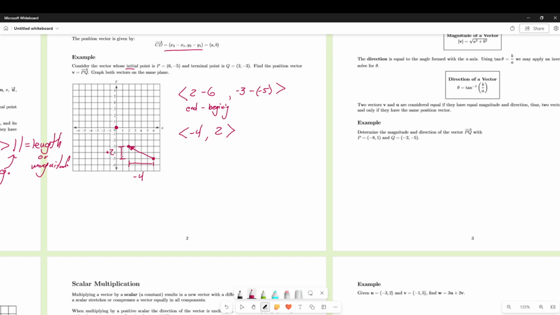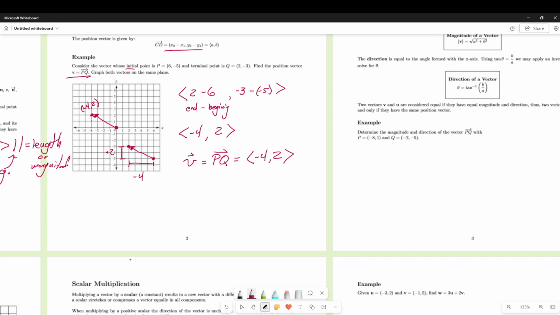We're going back 4 and up 2. So over here, we're going to go back 4, 1, 2, 3, 4, and up 2, 1, 2, to get to the coordinates, the point negative 4, 2. Which makes our vector v, which they've called both v and PQ, so this vector v is the vector negative 4, 2.